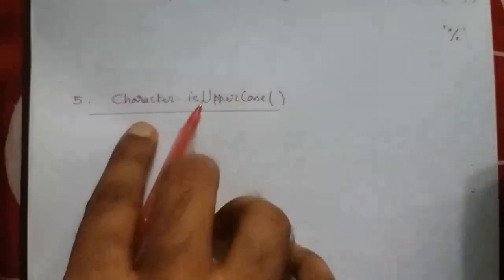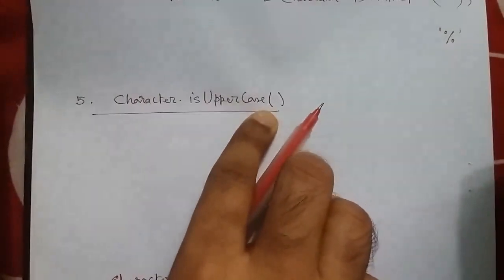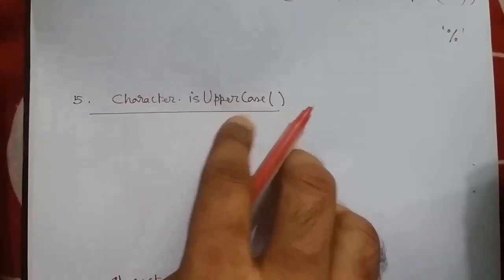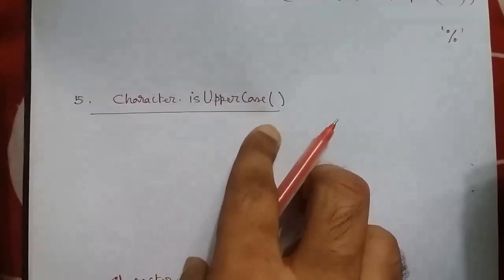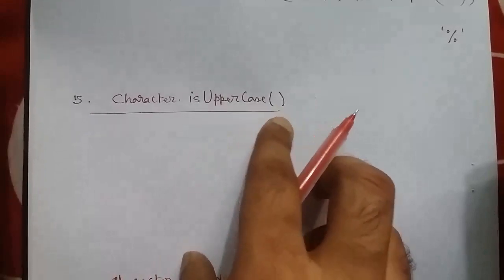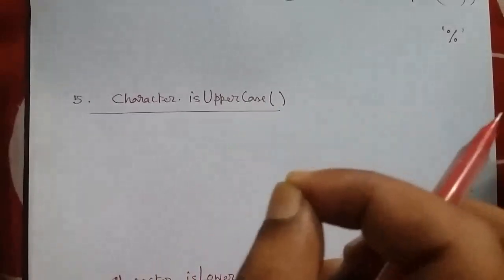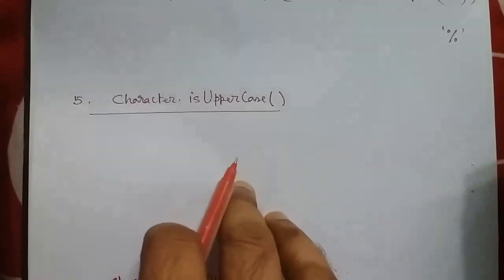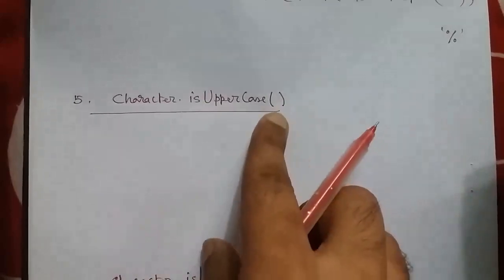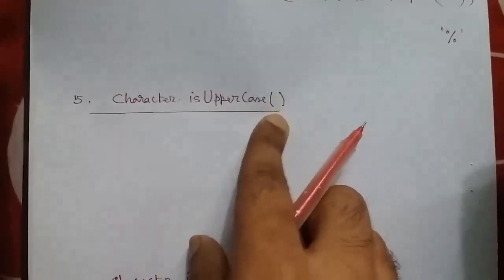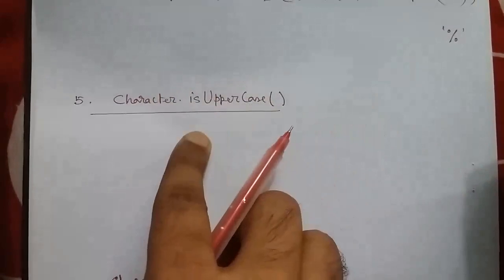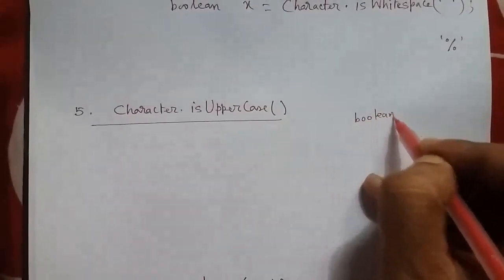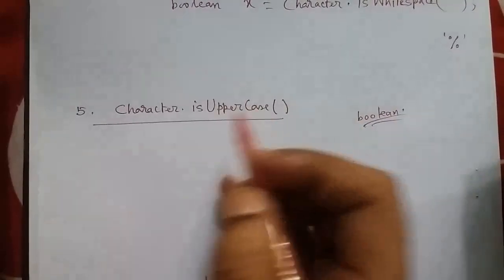Our next method is Character.isUpperCase. The purpose of this method is that this function will return true if the given argument is an uppercase letter. That means if the given argument is a letter, only then this method is applicable. So the return data type is boolean, and the syntax is very easy.